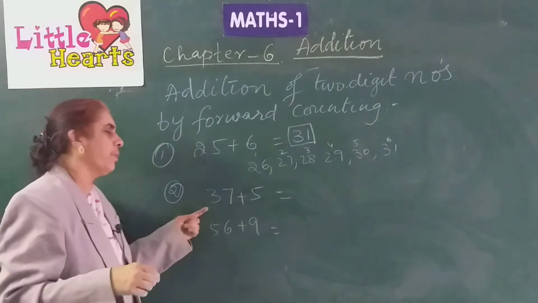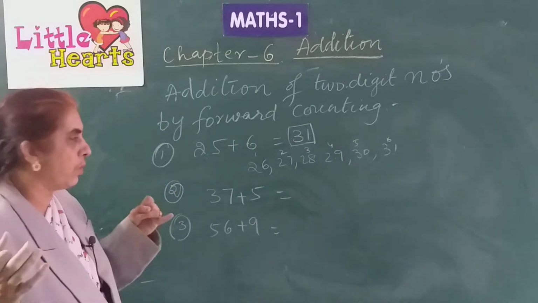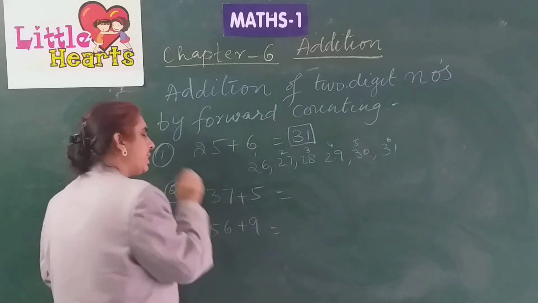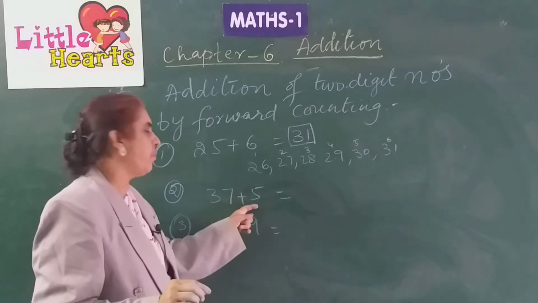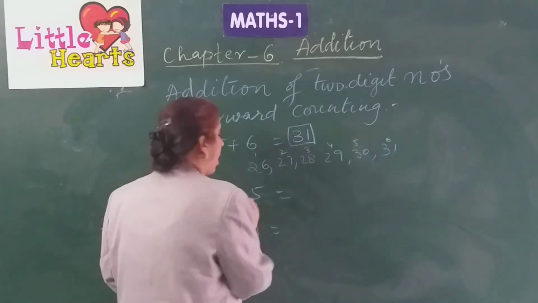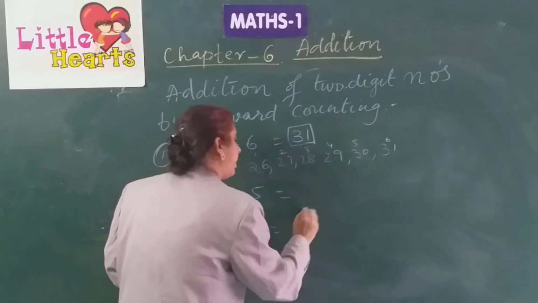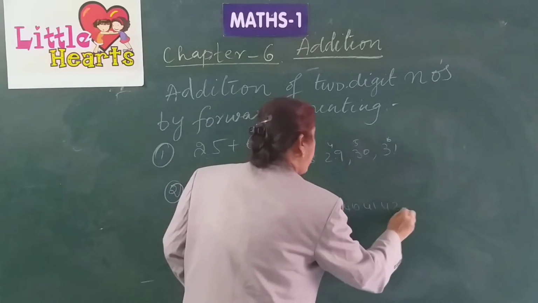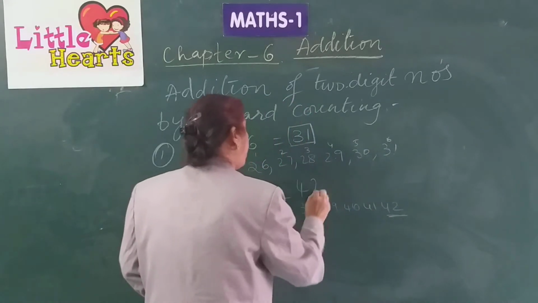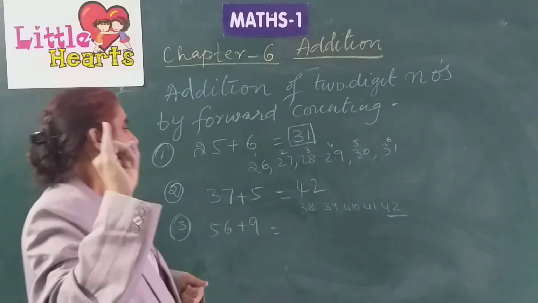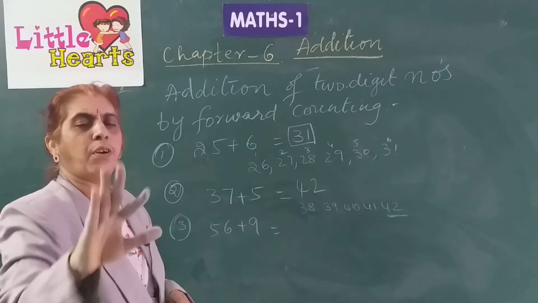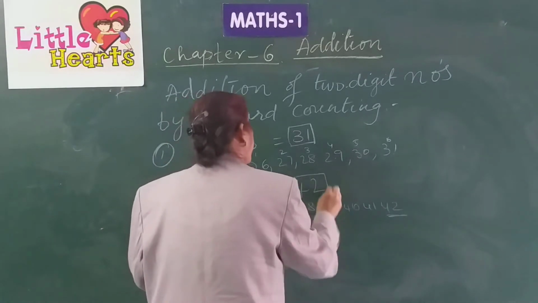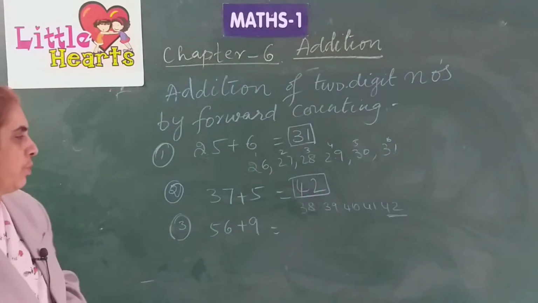You need not write. If you count on your fingers, it's good, or else you can write on the paper or board. 37 plus 5. First number is 37. We are adding 5 to it. So, count 5 numbers after 37: 38, 39, 40, 41, 42. The last number is 42. The sum is 37 plus 5 equals 42.